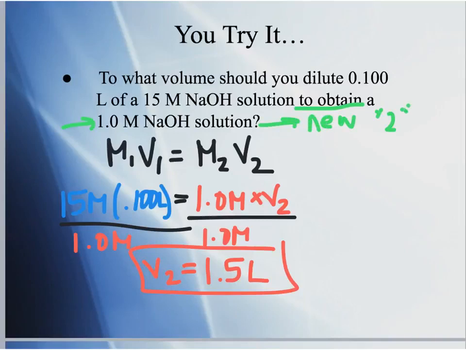So that means that this here is what you start with. That's your 1 side, your M1 and your V1. If you read it through the first time and you're confused as to which numbers belong where, typically they're given as a set. So 0.1 liters of a 15 molarity solution go together, and you're going to put those on one side. To figure out which side, take a look at keywords like "to obtain" or "to get." So hopefully you got 1.5 liters in the end.